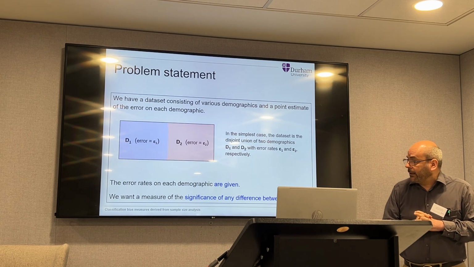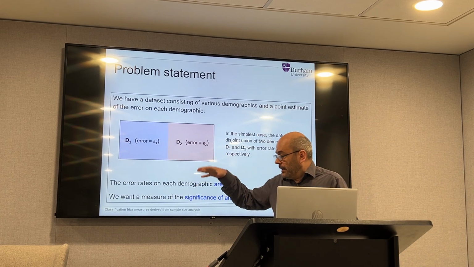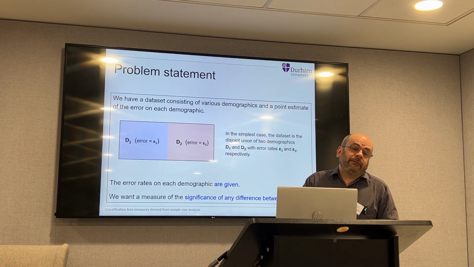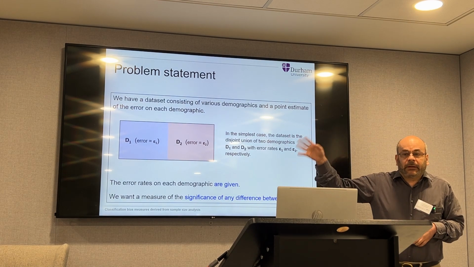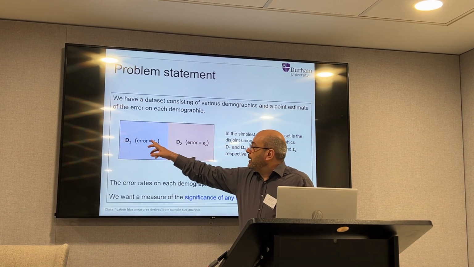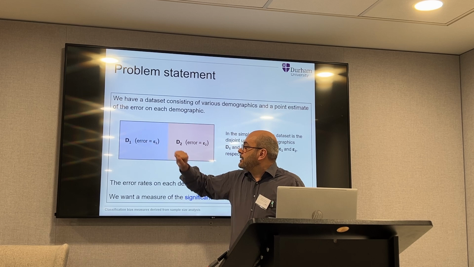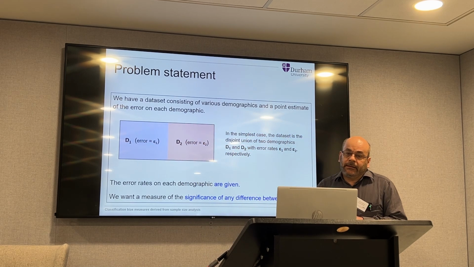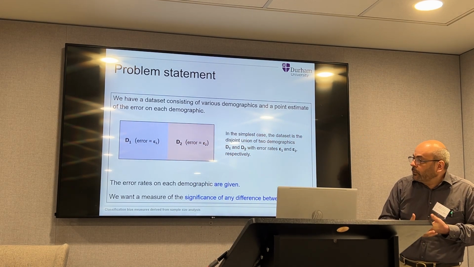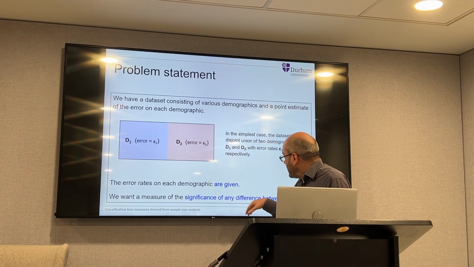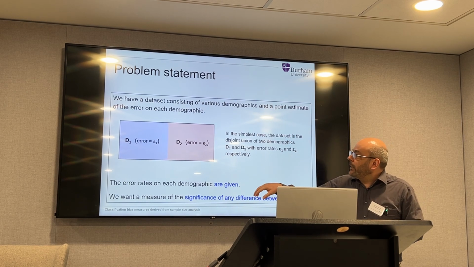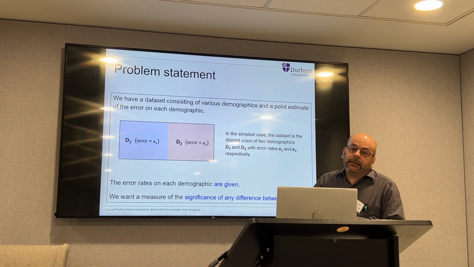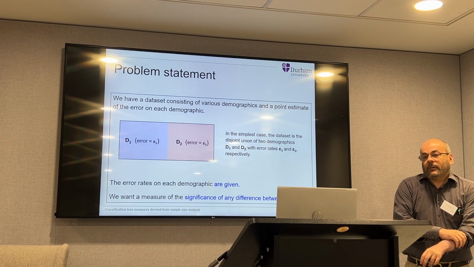What I would like to stress here is that in our settings, the error rates are given. So we know that this algorithm performs so well or so badly in this demographic, and so well or so badly in the other demographic. Now, what we want to measure is the significance of any differences between E1 and E2. So it's a kind of black box approach.